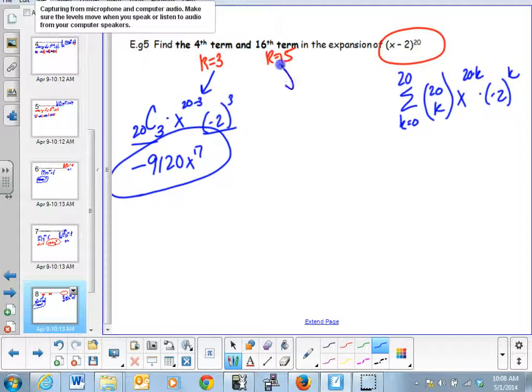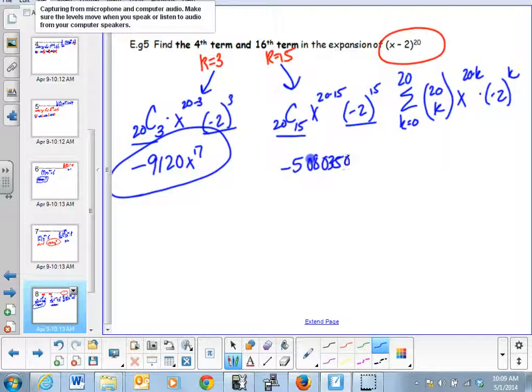Let's do the same thing for the 15th term now. So 20 combinations 15, x to the 20 minus 15, and negative 2 to the 15. Oh, that's to find the 16th term. Excuse me, I misspoke. Again, I'm going to type this and this part on my calculator. And I'm going to be a big cheater. Oh, this is a huge number. Negative 508035072 x to the 5th power. There is your 16th term. Really happy I did not have to do that by hand.